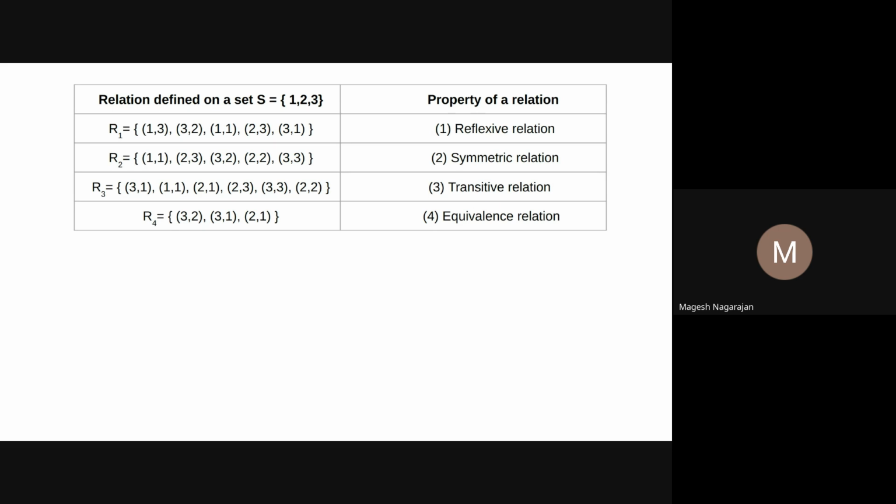R2 is not reflexive, sir. We don't. Oh, no, it is reflexive, sir. We have 1 comma 1, 2 comma 2, and 3 comma 3. Correct. So R2 is reflexive. Is R2 symmetric?